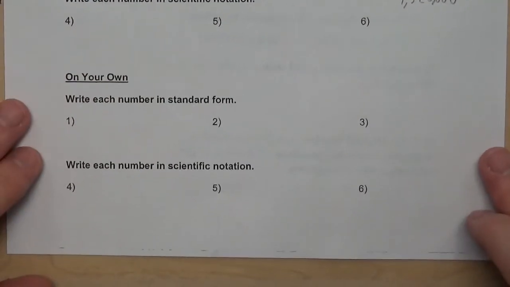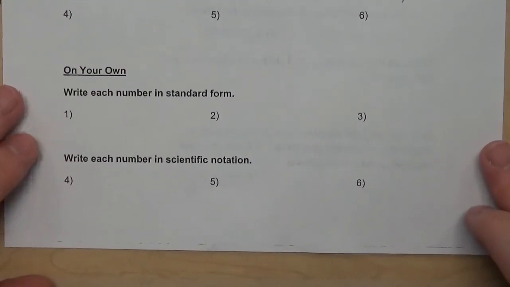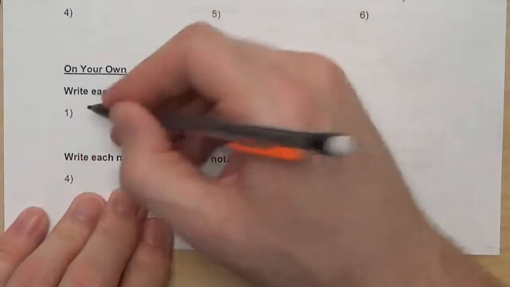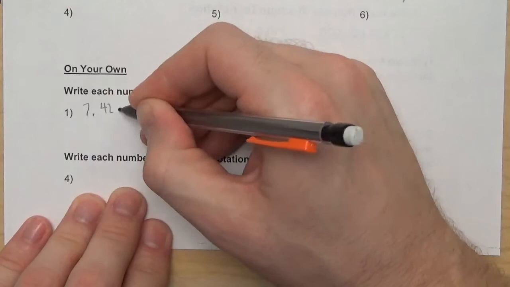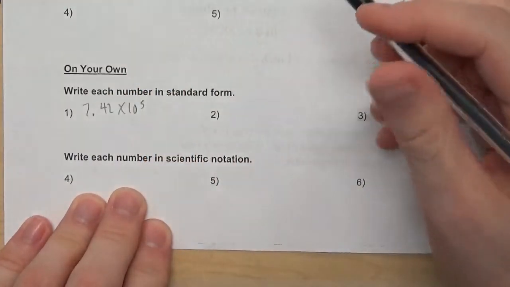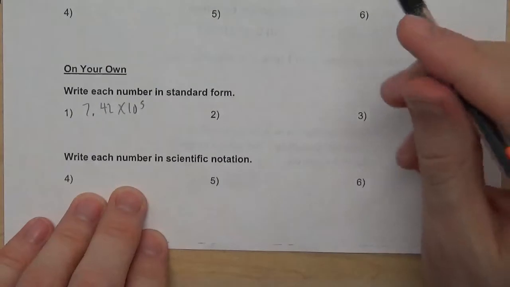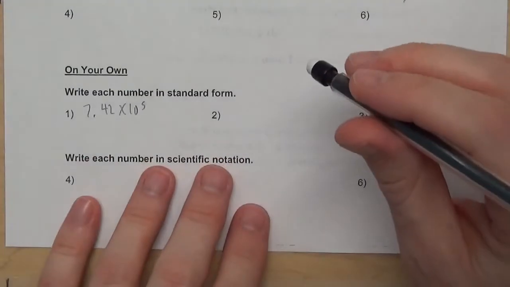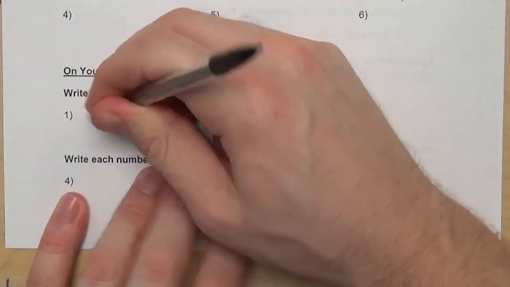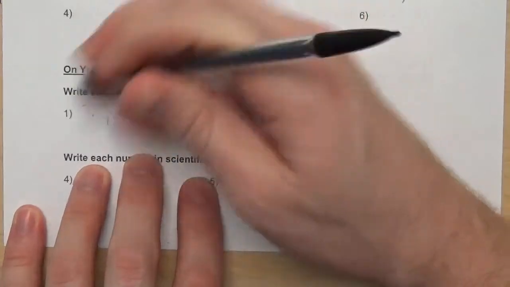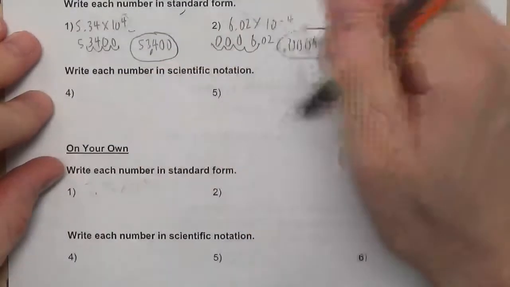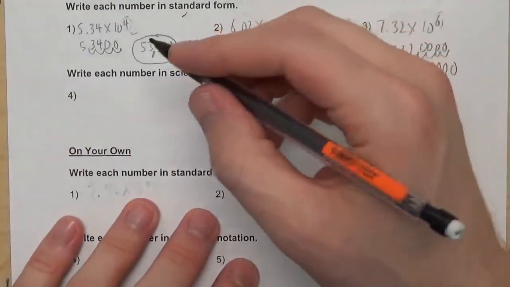So let's just practice this, writing each number in standard form. Now we're going to give some numbers in scientific notation. You're going to have to write them in standard form. So the first one here is 7.42 times 10 to the 5th. Oh, I'm sorry, we're going to do numbers in standard form, and we're going to go to scientific notation. So actually, we meant to do these here first. So we're going to do standard form and then scientific notation.